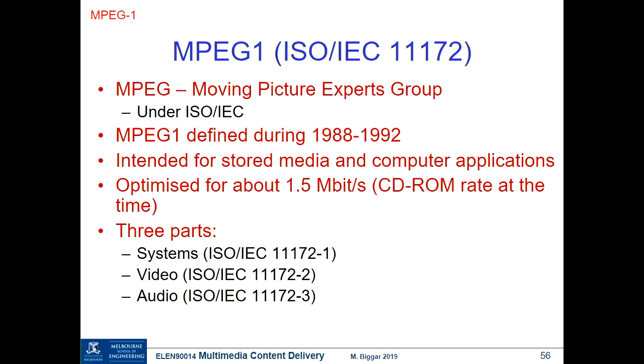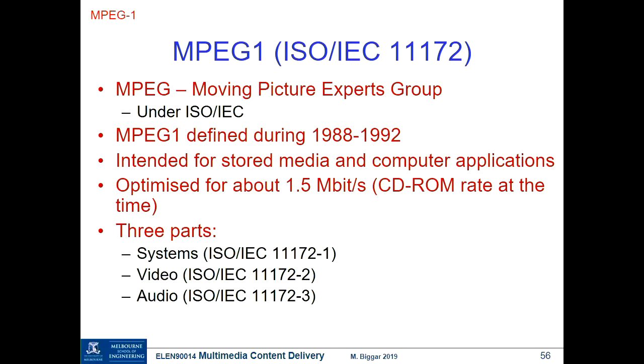And the reason that this different body was looking at standards is that it wasn't concerned solely with telecommunications aspects, but it was interested in stored media and computer applications. So this first standard was optimized for operation around 1.5 megabits per second, because that's the fixed rate at which you could read a CD-ROM. Of course, you can read that at multiples of that now, but in those early days, that was the standard speed. So the idea was that you would be able to store a movie on disk for the first time, right? That hadn't been done before.